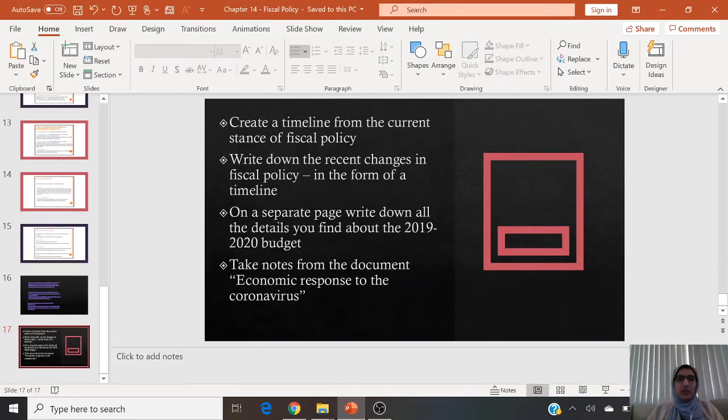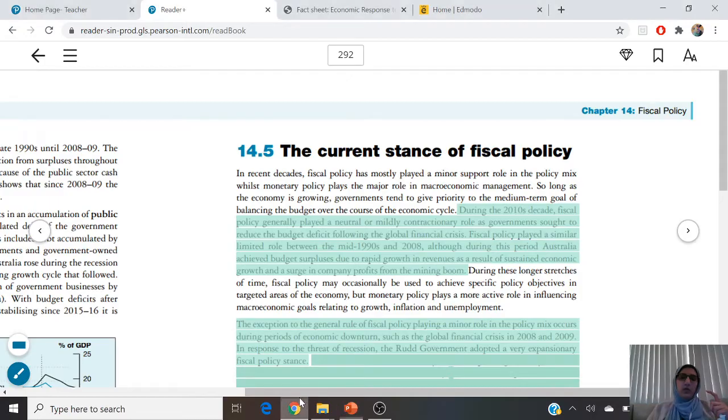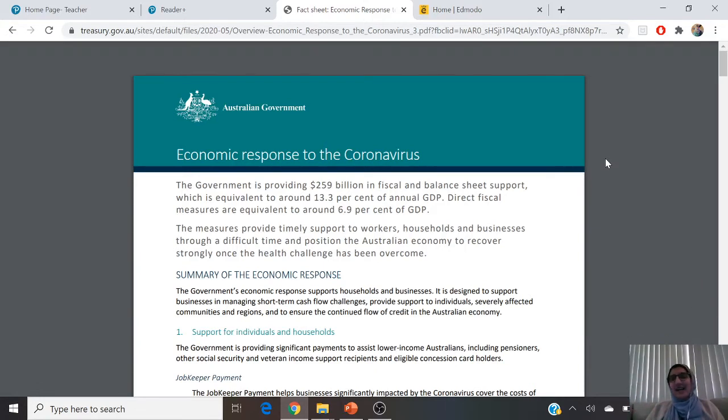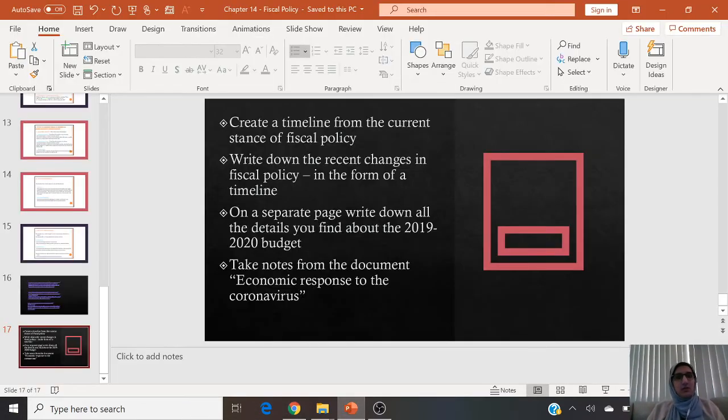Then, on a separate page, write down all the details that you find about the 2019-2020 budget, basically all the fiscal stimulus that the government gave to the people. That's also discussed in section 14.5. And lastly, take notes from the document Economic Response to the Coronavirus. I tried to make it as short as possible, but I don't think it was short enough. But regardless, you still have around 15 minutes to do this, and then go back home and do this as well, please.